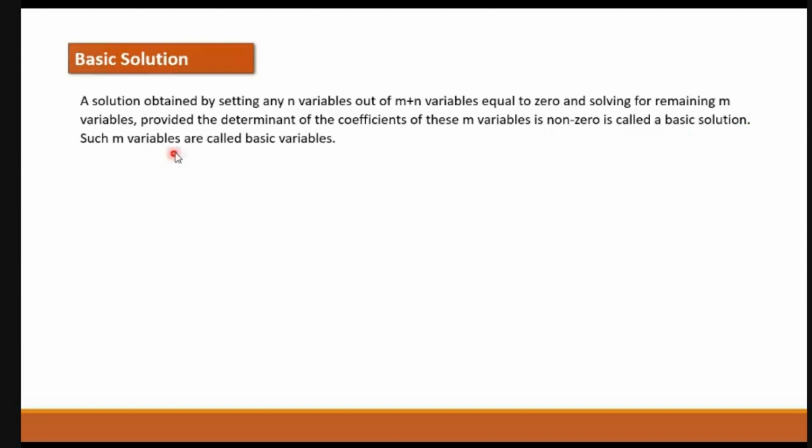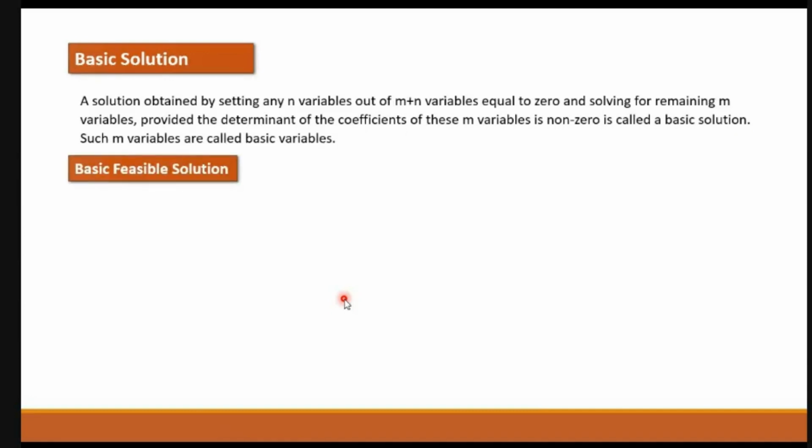A solution obtained by setting any n variables out of n plus m to 0. If there are m constraints and n variables, calculate n minus m. If n minus m equals 1, then put one variable equal to 0 and solve for the remaining 2. Then those two variables will be called the basic variables, or the solution will be called the basic solution. I will explain this part in the next slide with the help of an example.